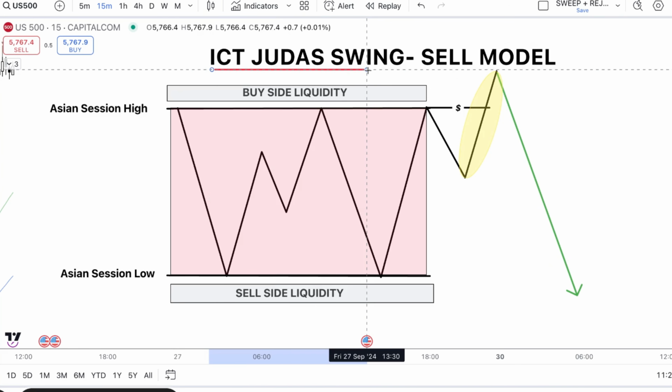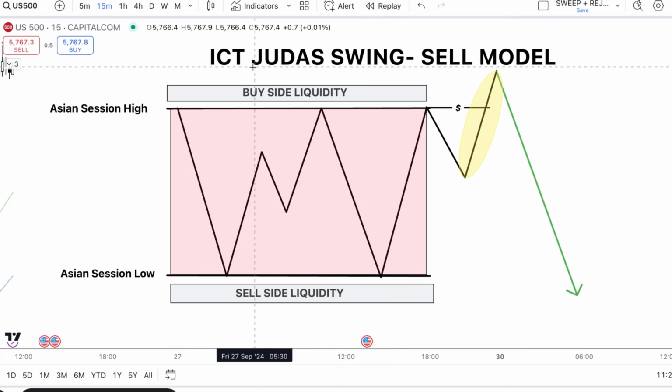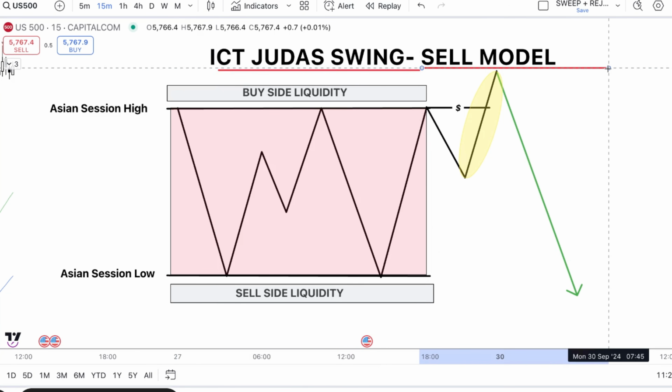This is the ICT Judas Swing, and I want to simplify it and make it very understandable because a lot of people do overcomplicate it, and it is actually quite a simple concept. Okay, so let's just start off with the Judas Swing sell model.